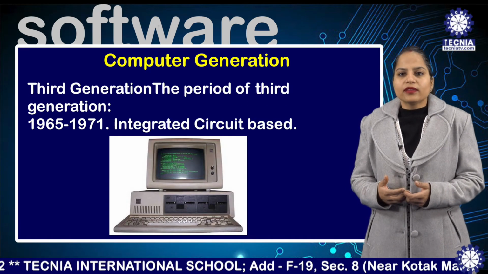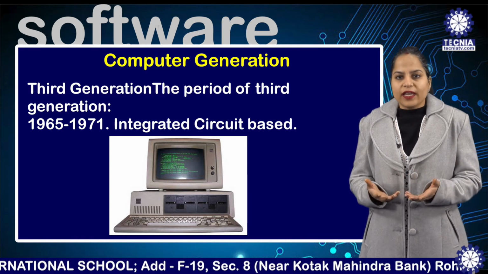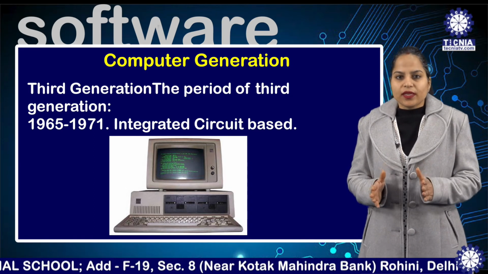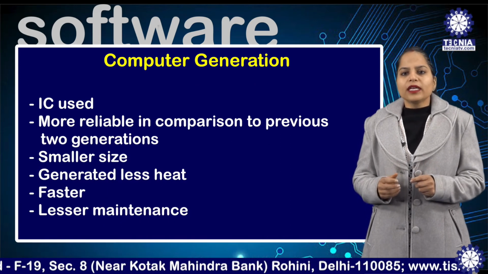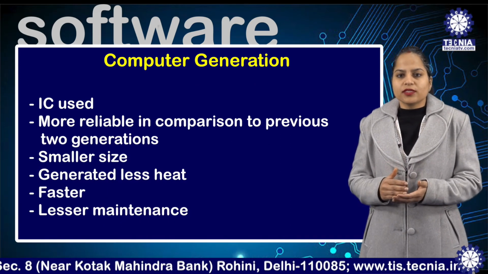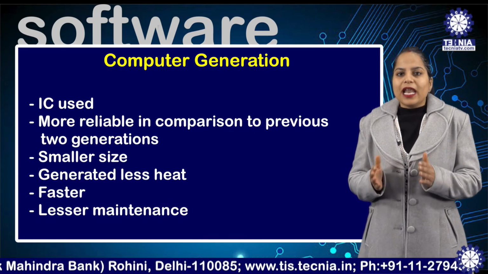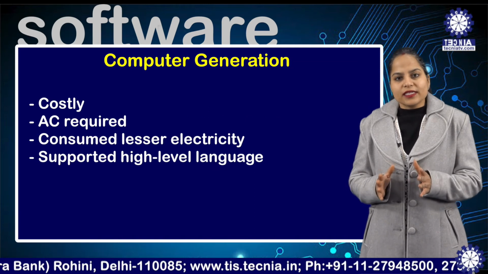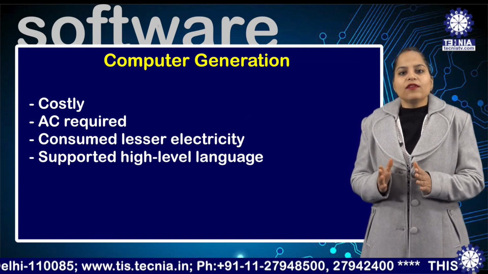Now we are going to the third generation. The third generation was from 1965 to 1971. The main features of this generation: IC used, more reliable in comparison to the previous 2 generations, small size, generated less heat, faster, less maintenance, costly, AC required, consumed less electricity, supported high level language.